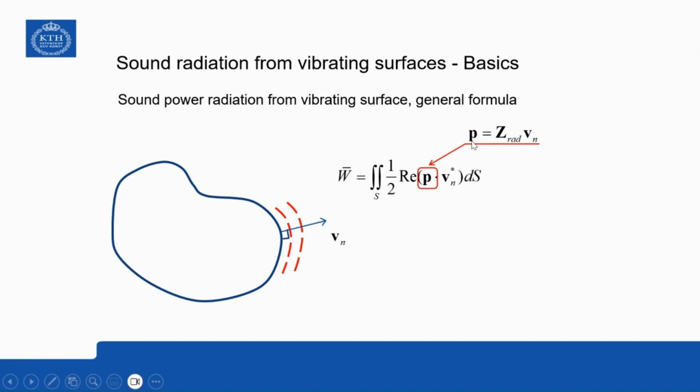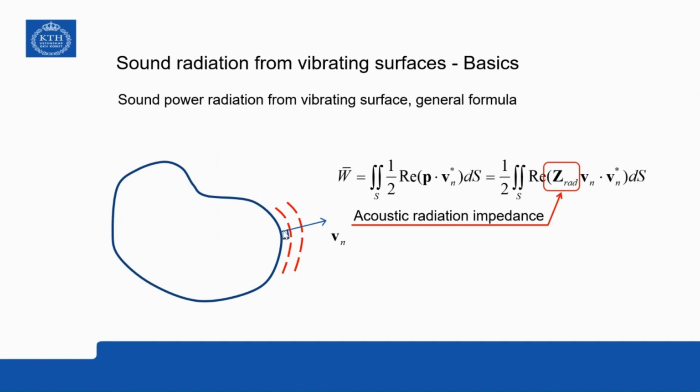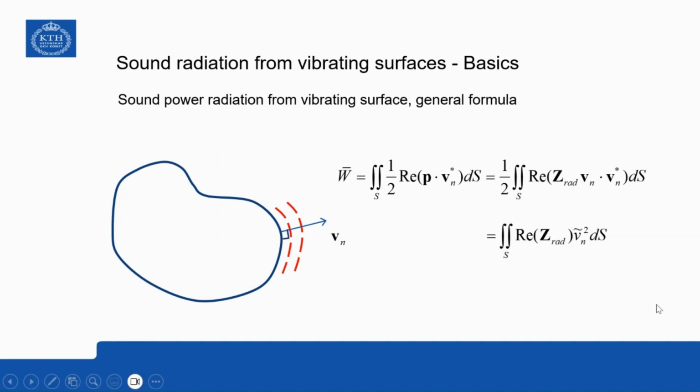Now we can simplify this by substituting the complex sound power by the product of the radiation impedance and the vibration velocity's normal component in the point we consider. And then after some complex algebra, we find this expression for the time average of the radiated sound power.